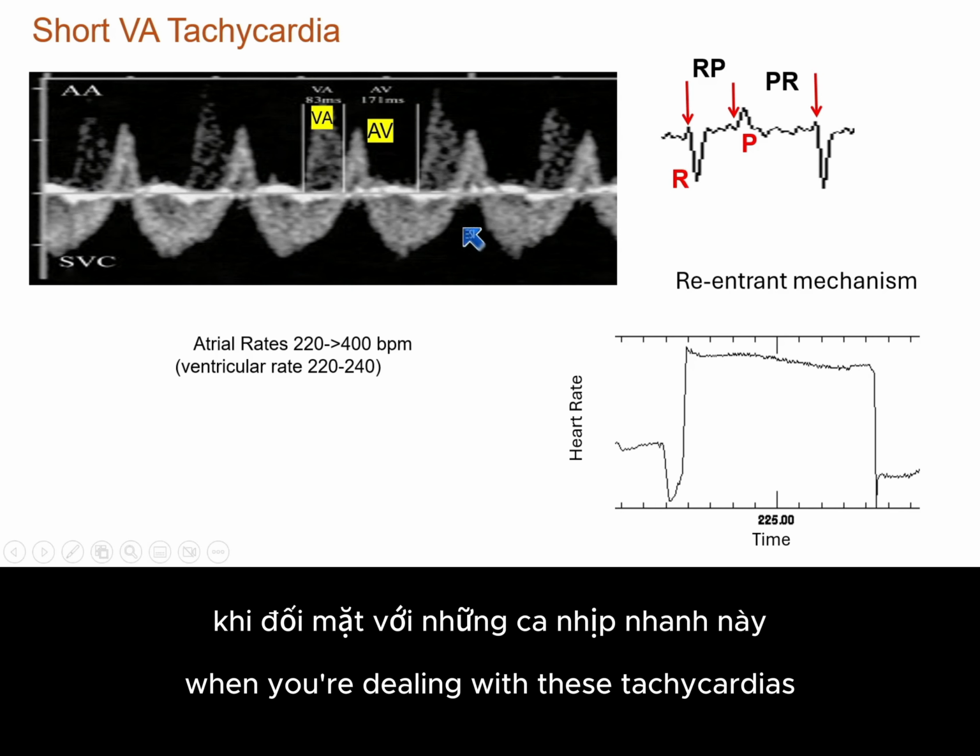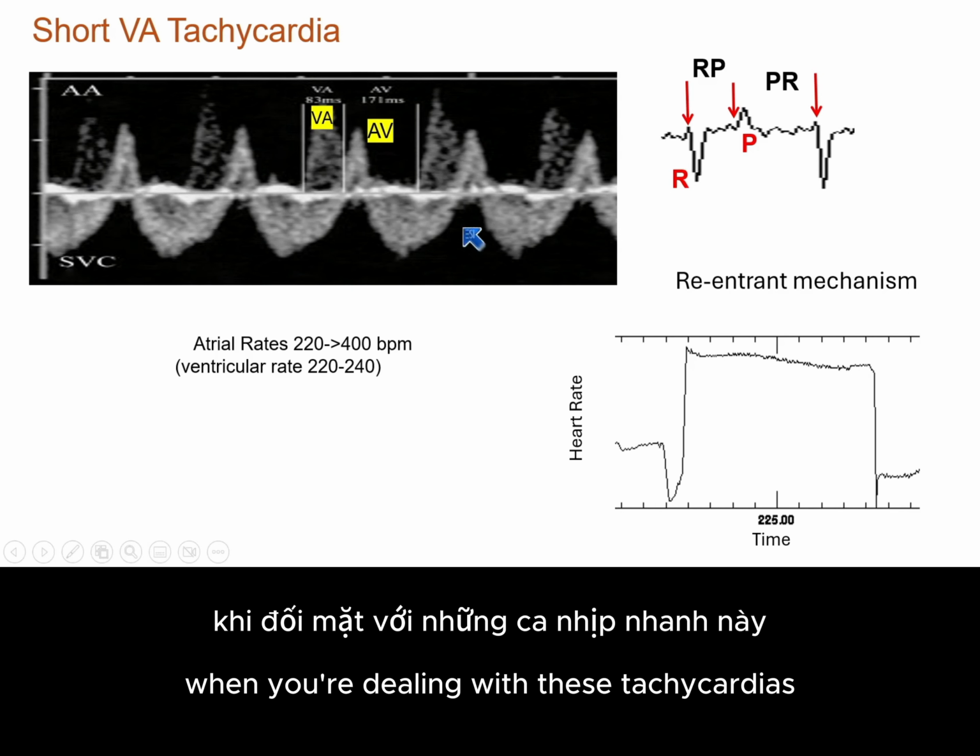So when you get a beautiful tracing like this, it's very easy to measure the VA, which is from the onset of the aortic contraction to the onset of the retrograde flow in the superior vena cava or any other vein. That's your VA interval. And then your AV interval is from the onset of the atrial contraction to the onset of the aortic contraction. And these should both be in your book, so you'll have that to refer to.